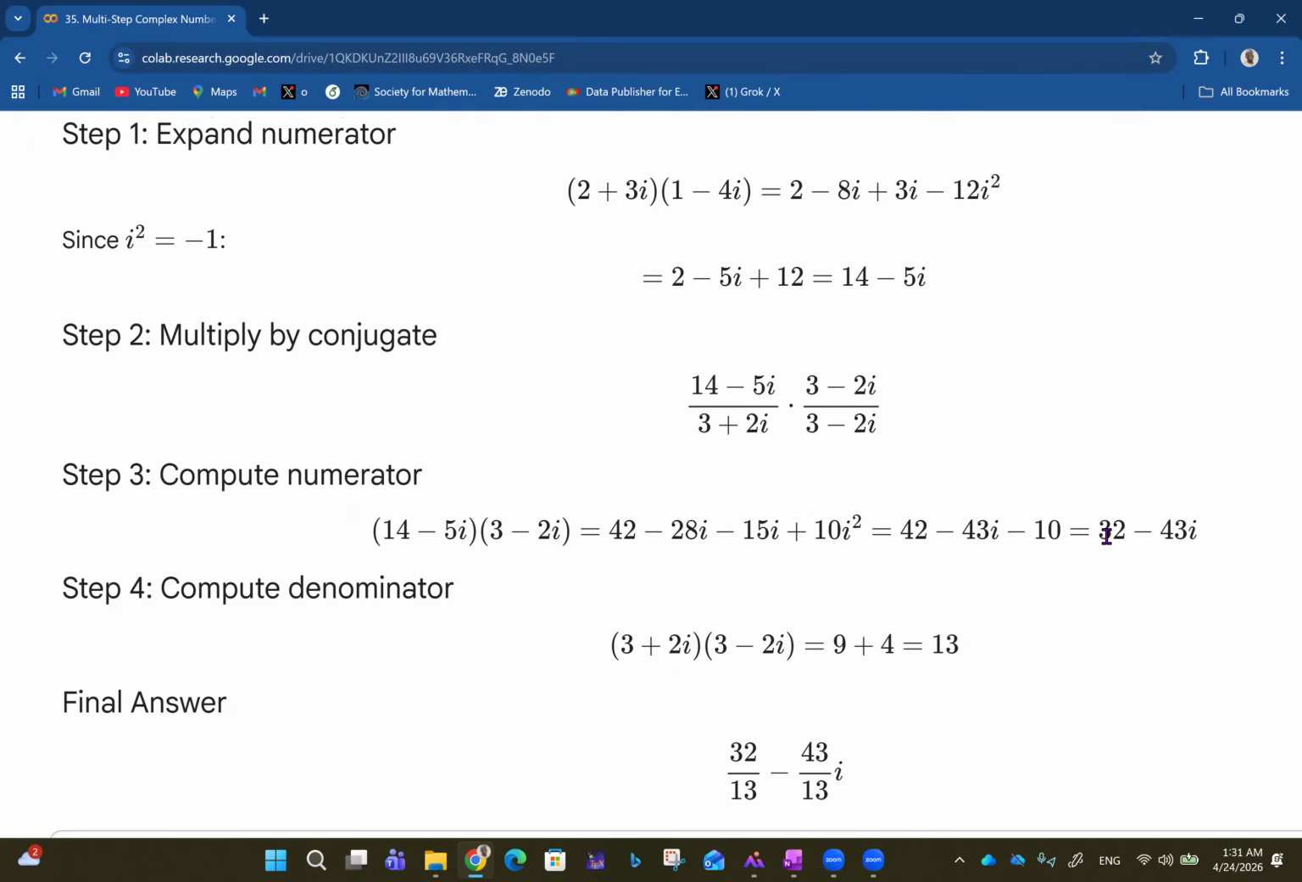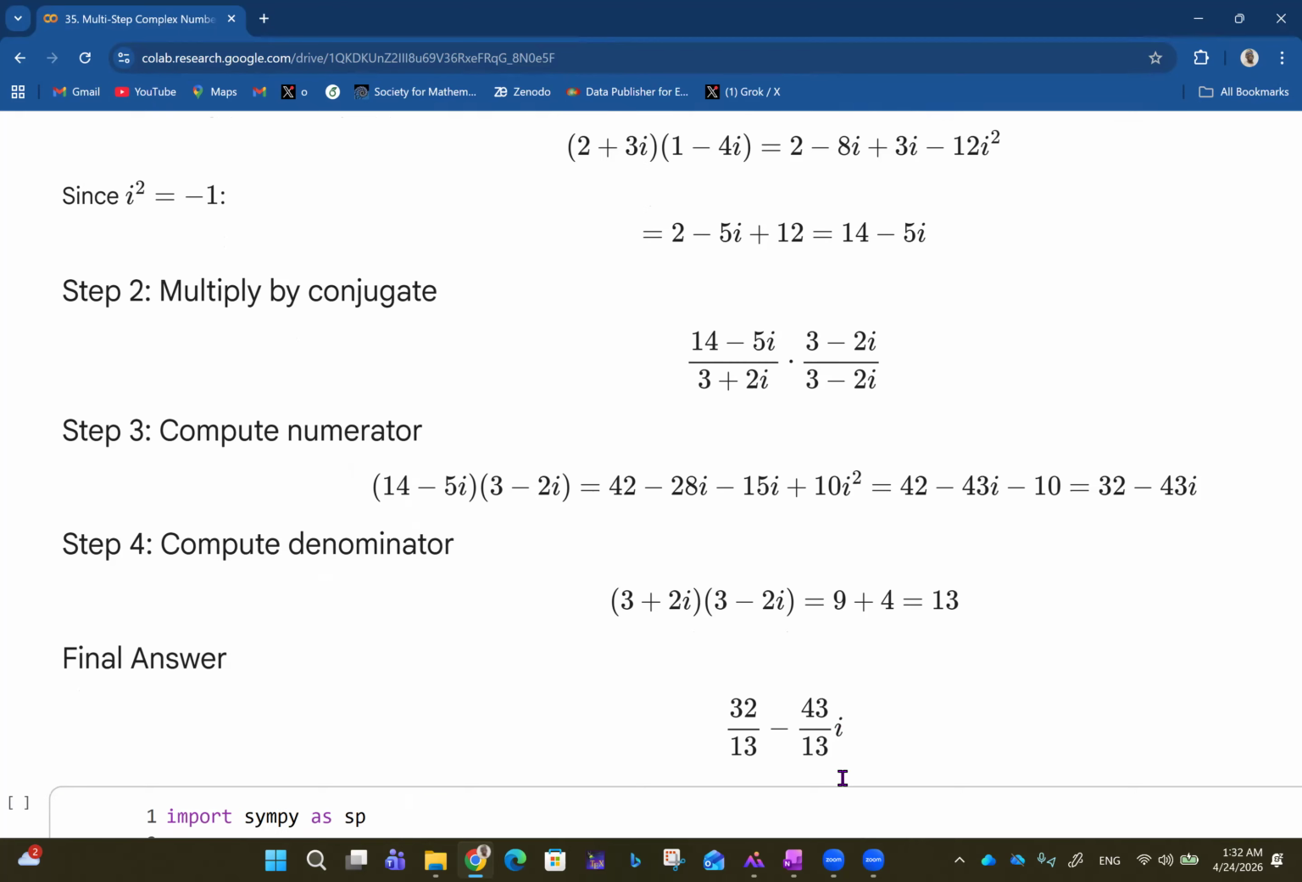So finally you have 32 minus 43i over 13. That's 32 over 13 minus 43 over 13i. So you have to do a couple of steps. It's not like you have a problem, you just rationalize and go. Here you have to first of all tidy up the numerator before you then rationalize.